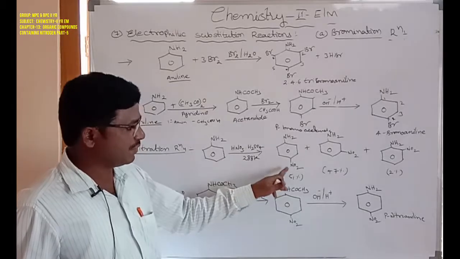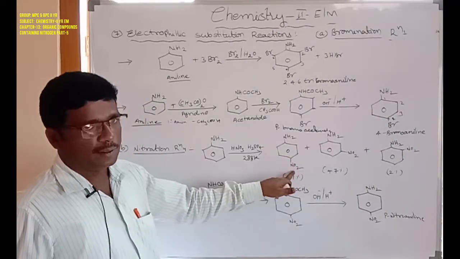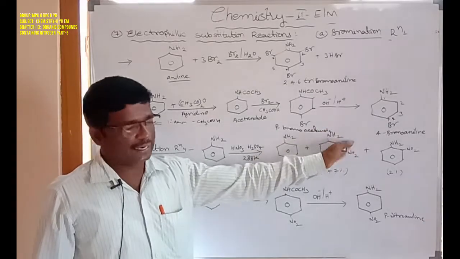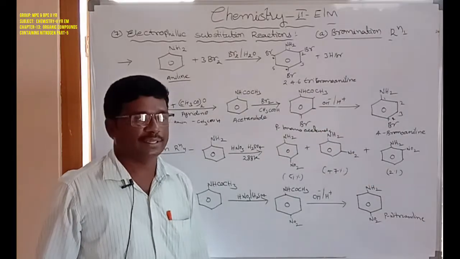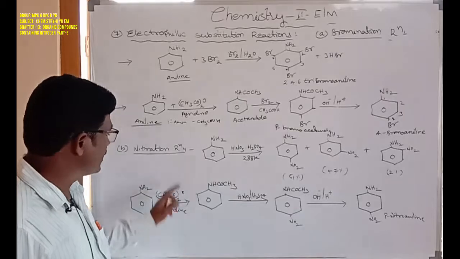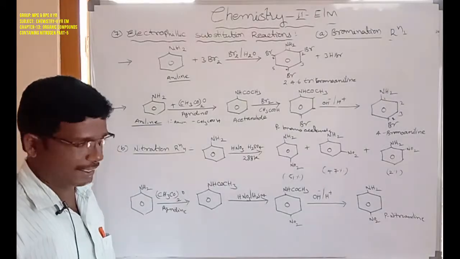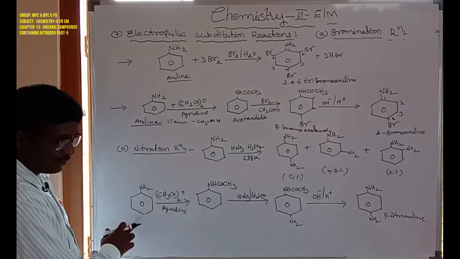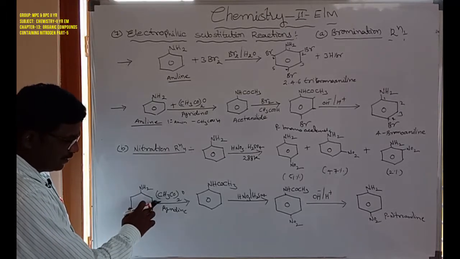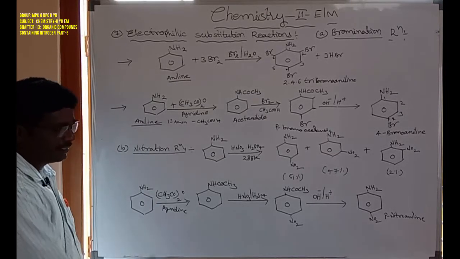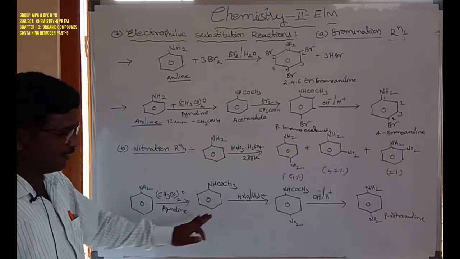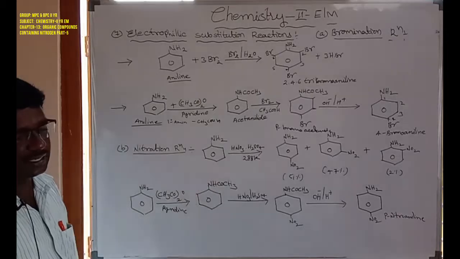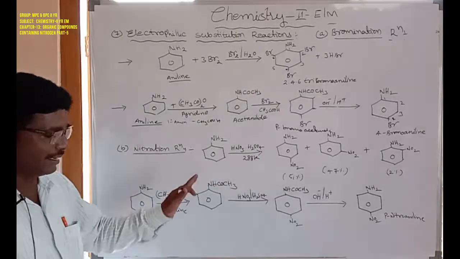Then it forms 51% para-nitroaniline, 47% meta-nitroaniline and 2% ortho-nitroaniline. That is also known as the nitration reaction. In this mechanism, the aromatic primary amine is treated with acetic anhydride in the presence of pyridine, then forms acetanilide, benzene bonding with NHCOCH3, which is also known as acetanilide.